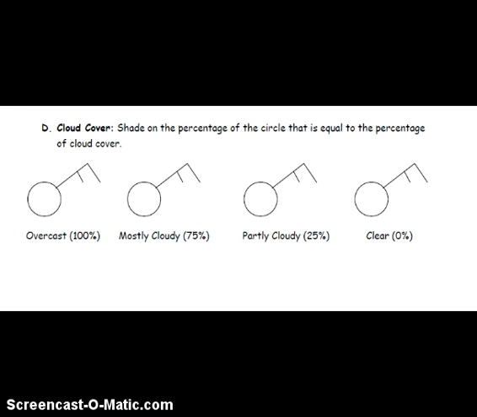For cloud cover, you shade the percentage of the circle that's equal to the percentage of cloud cover. The term overcast means it's 100% cloudy, so the sky is filled with clouds. You just shade the whole entire circle. Mostly cloudy is 75%, so you should shade in a clockwise manner, 75% of the circle. Partly cloudy is about 25%, so you would shade clockwise again, about 25%. And clear is 0%, so you wouldn't shade anything. Sometimes you will see a circle drawn in the center just to show that you didn't forget to do that, but that also represents clear sky.